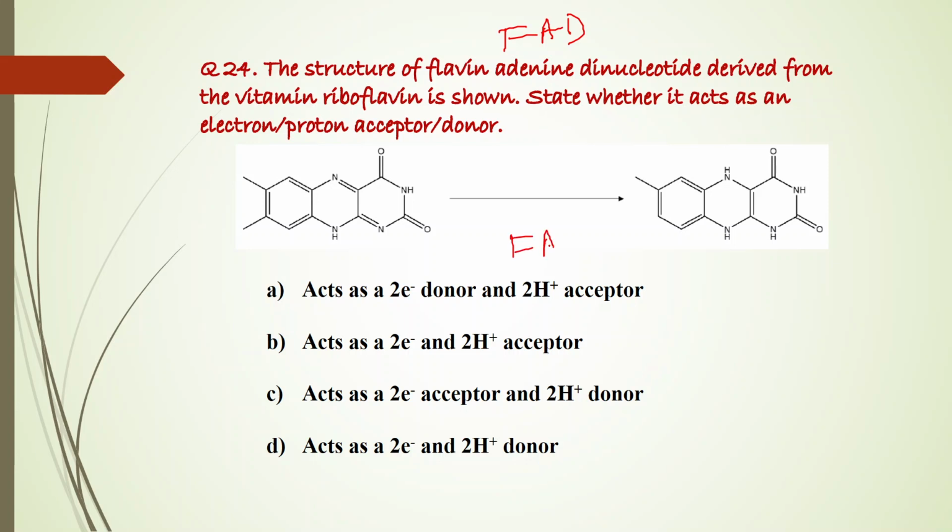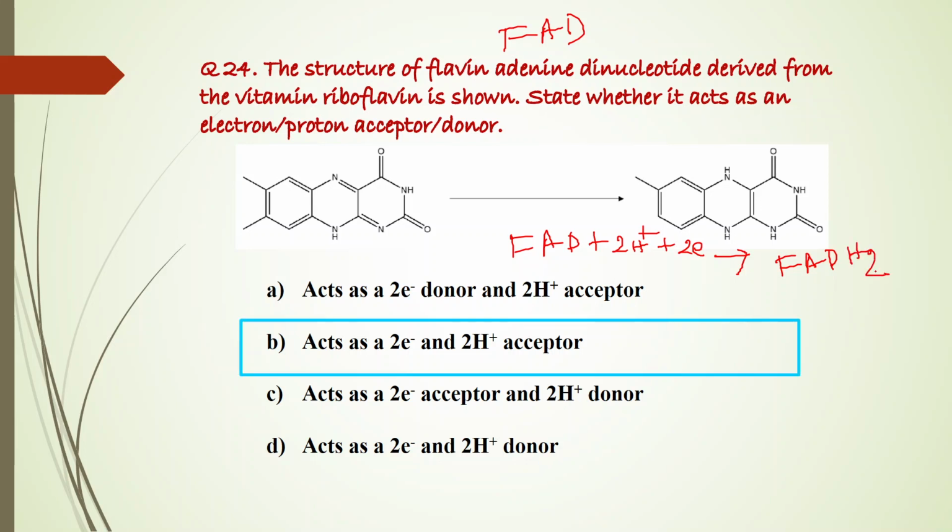In that process, we already know FAD, we have 2H plus 2 electrons, that will result in the formation of FADH2. So it does act as a 2 electron and 2H plus acceptor, because by accepting these 2 hydrogens and these 2 electrons, it is resulting in the formation of FADH2. So it is a 2 electron 2H plus acceptor. So the correct option for question number 24 should be option B.